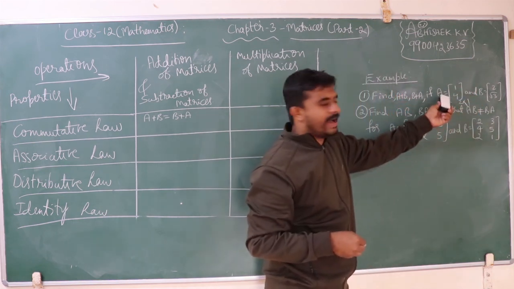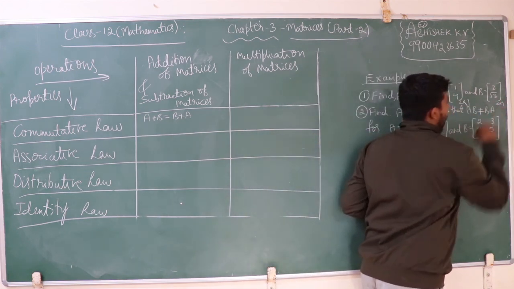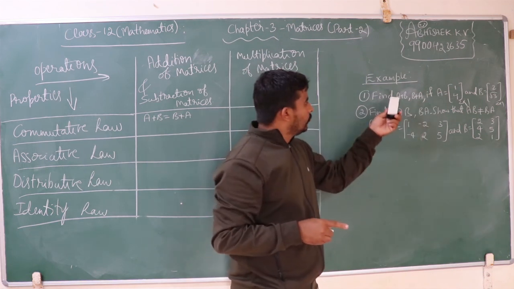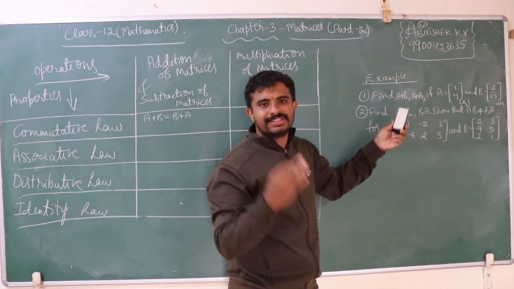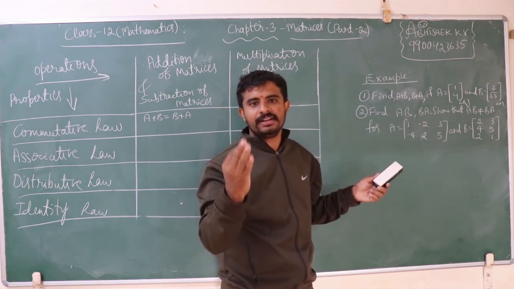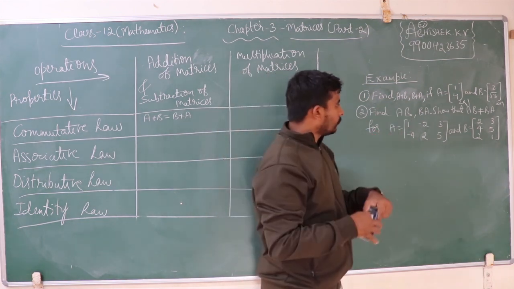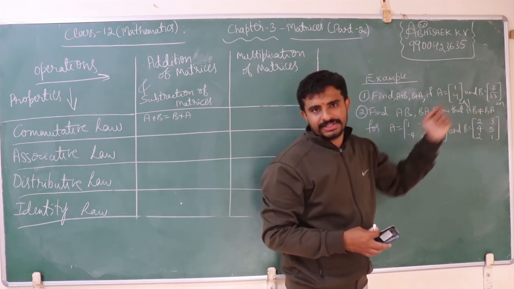That is, this matrix A is of order 2 by 1 and matrix B is also of order 2 by 1. To add two matrices, those two matrices should have the same order. This is the necessary condition to do addition of two matrices. So, what is the procedure? Adding the corresponding elements from both matrices.